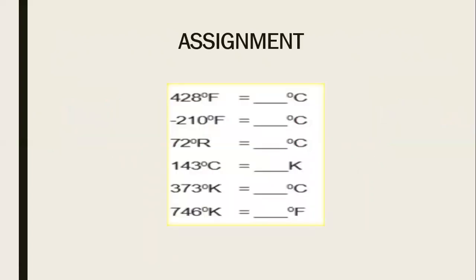Then there is an assignment, 6 assignments. For question 28, you have to convert minus 212 degrees Fahrenheit to degrees Celsius. Okay, 72 Reaumur you have to convert like that. Six questions, you have to work out this problem.